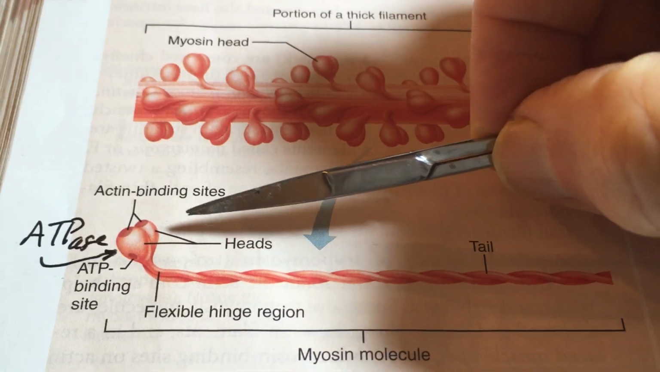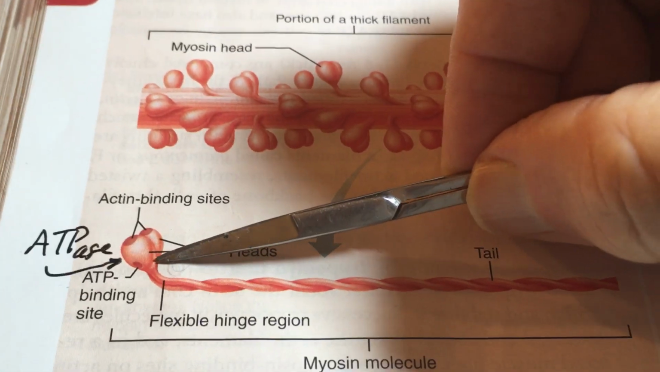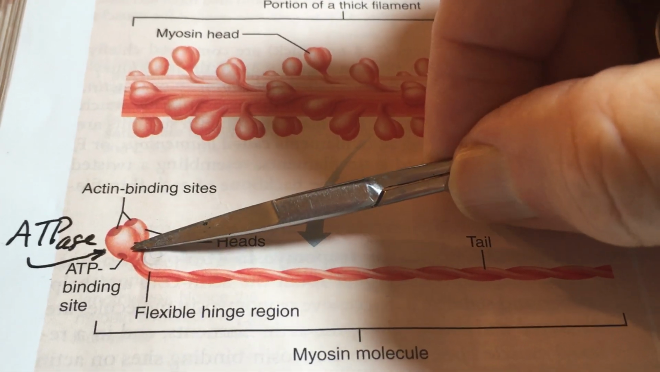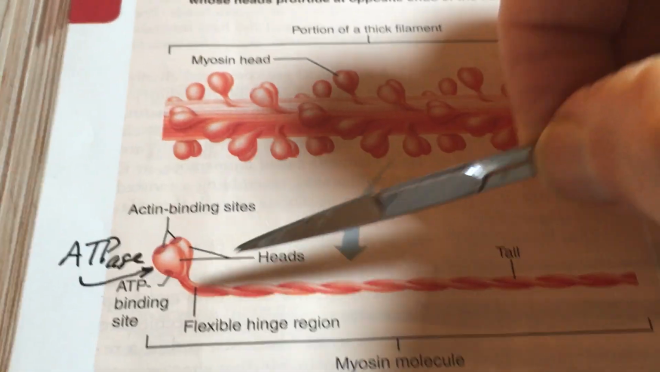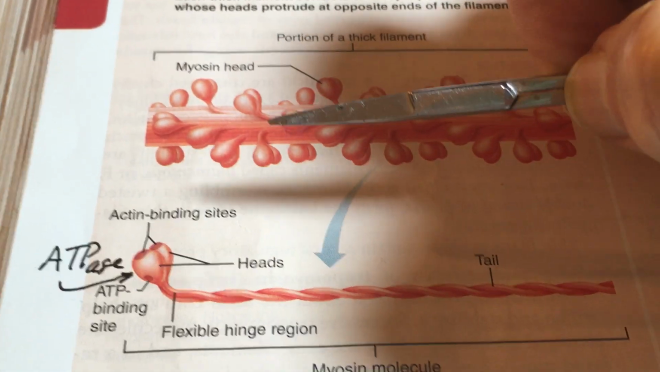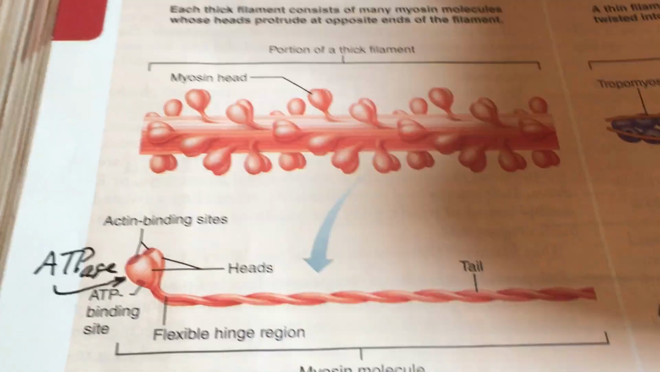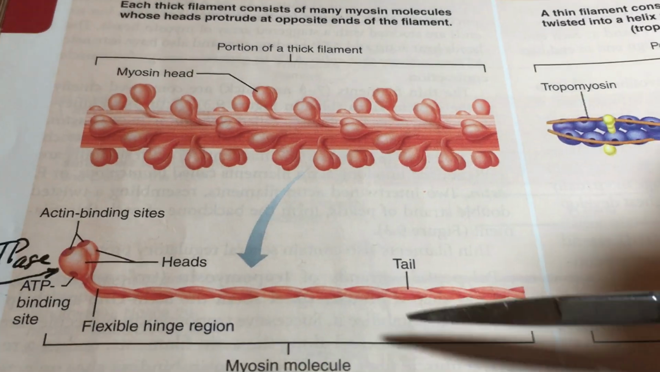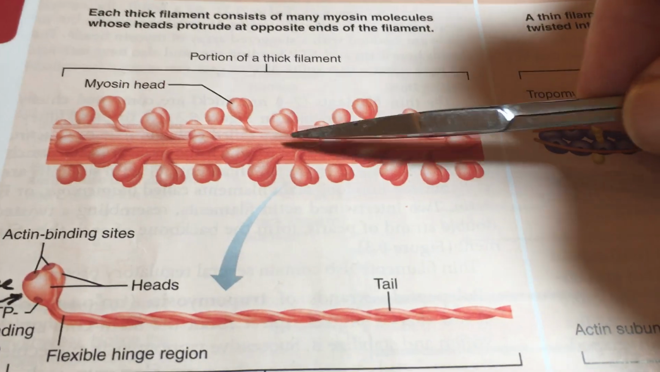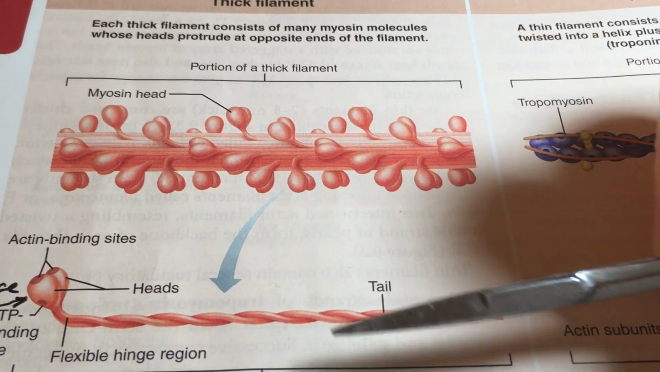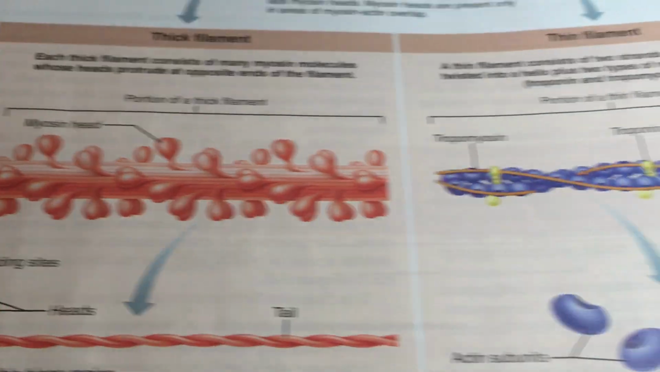You know what it likes to bind to even more than actin? Hundreds of times more than actin? It likes to bind to ATP. That's its fave. Okay, that's the cheesecake of ATPase, is ATP. It loves it. Okay, then you put a bunch of these together and you get a thick filament that looks like this.